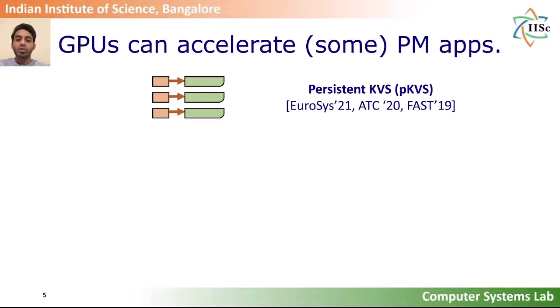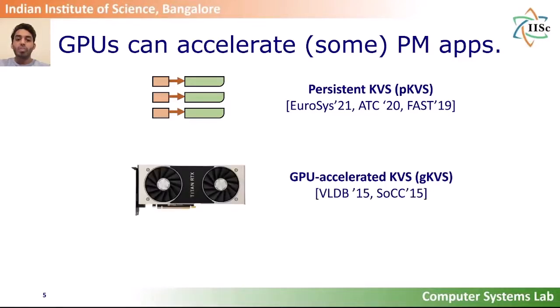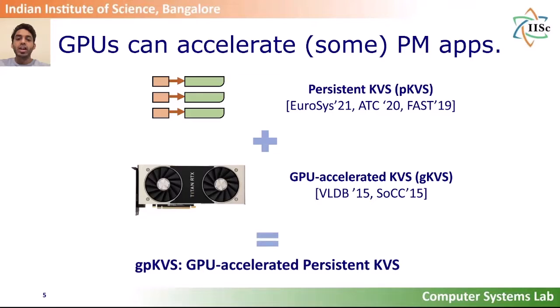Consider persistent key-value stores, or PKVS, which are the backbone of large-scale social network sites and search engines. These applications rely on persistence for fault tolerance. A significant amount of research revolves around improving the performance of persistent key-value stores. On the other hand, researchers have used GPUs to increase the throughput of get and put operations on regular key-value stores. Enabling in-kernel GPU persistence allows us to bring these two together, allowing applications to benefit from both the persistence of PM and the parallelism of GPUs. We allow GPUs to accelerate persistent KVS for the first time and refer to it as GPU Accelerated Persistent KVS, or GPKVS. Now the question is, what does GPKVS provide over existing PKVS?